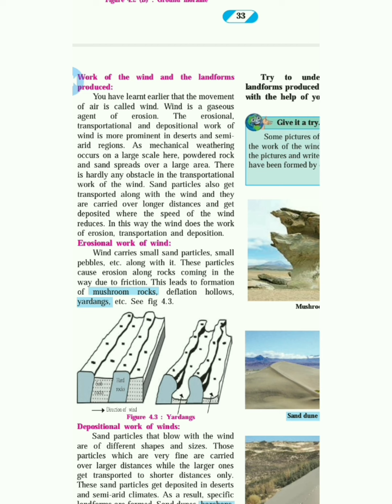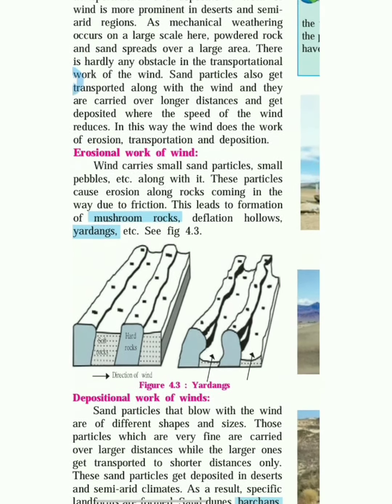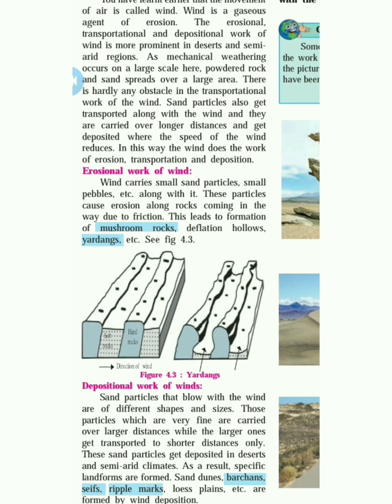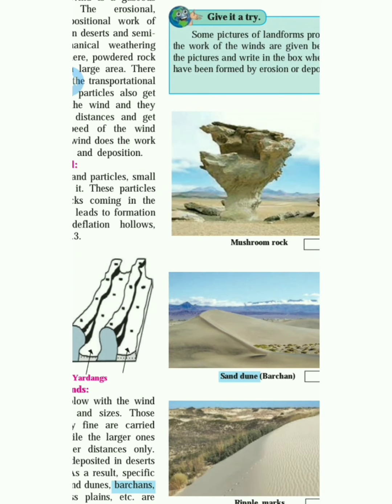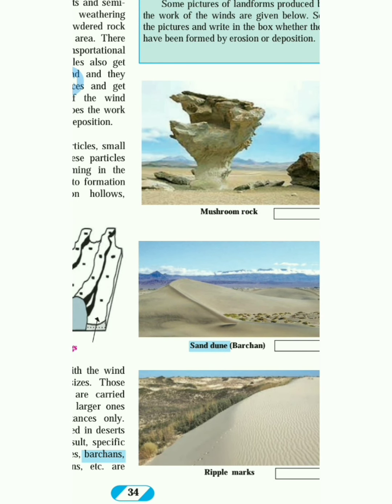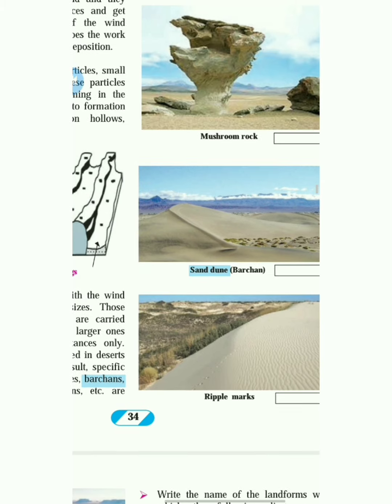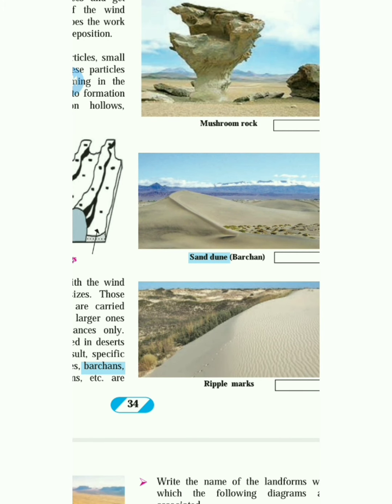These lead to the formation of mushroom rocks, deflation hollows, yardangs, etc. See figure 4.3. Examples of hard rocks, soft rocks and mushroom rocks you will get in the picture. Mushroom rocks take the shape of a mushroom. Sand dune: this is the sand area which collects. And ripple marks: these are the ripple marks of the land.